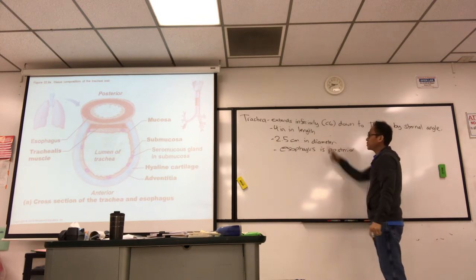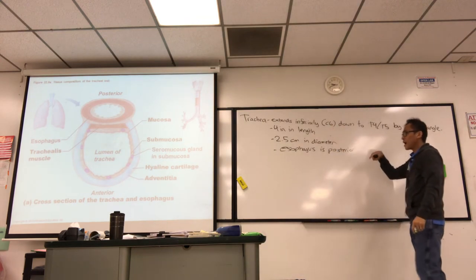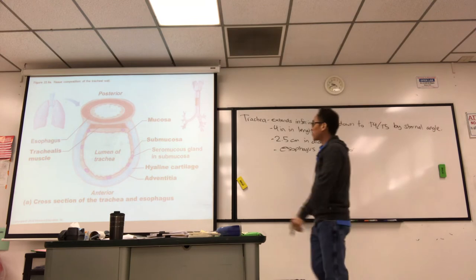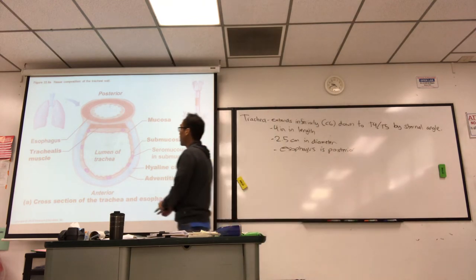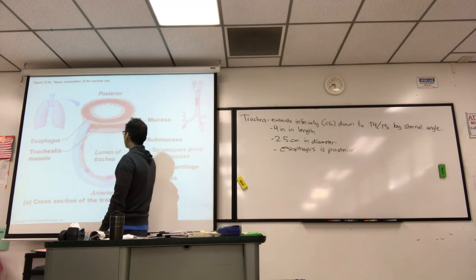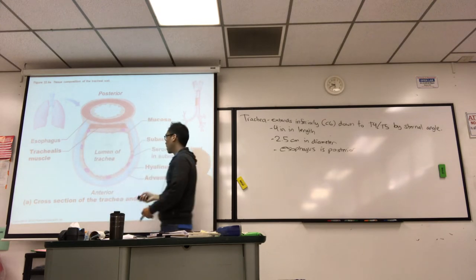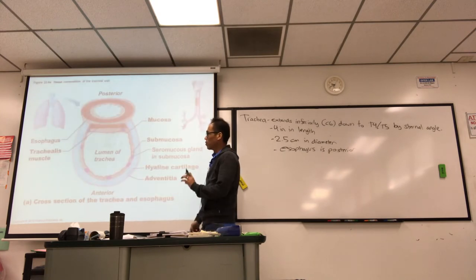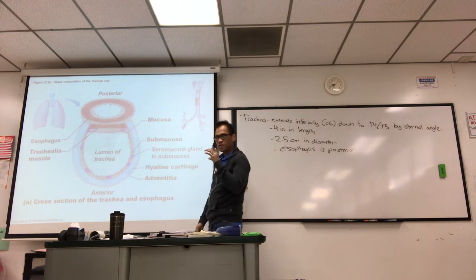So those 4 inches, you start in your neck and you go down to the top of your chest. And well, we can see that there's many cartilaginous rings. Okay, this is kind of hard to tell from this picture. We'll look at better pictures. Note the cartilaginous rings, they're C-shaped.